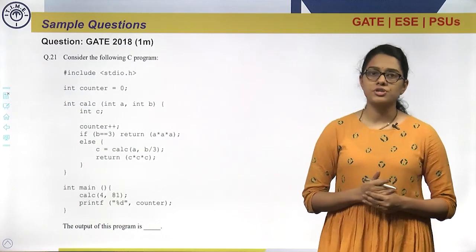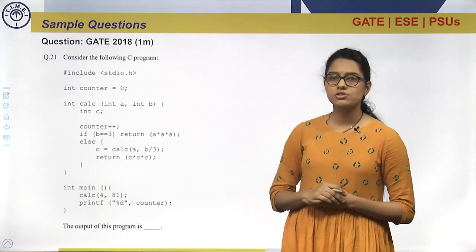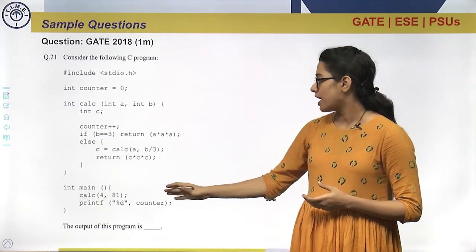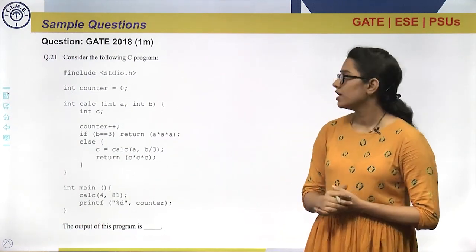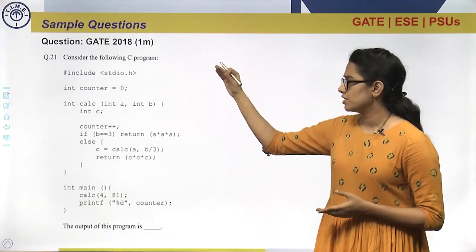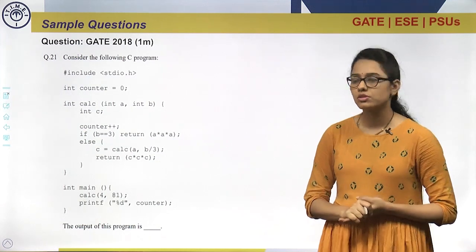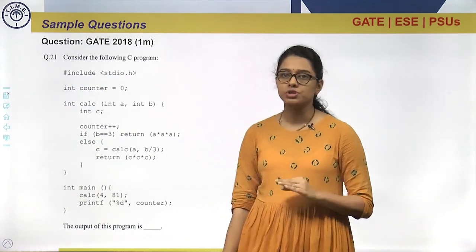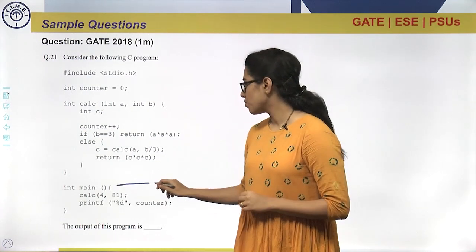Now, the second type of question that can be asked again on the recursion topic is simply to find the output of this program. This is a GATE 18 question, a 1 mark question, a simple question. You just need to find out the output. Whenever we are finding the output, start tracing the program from main.